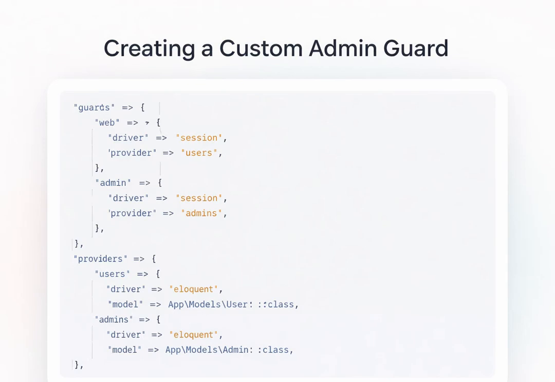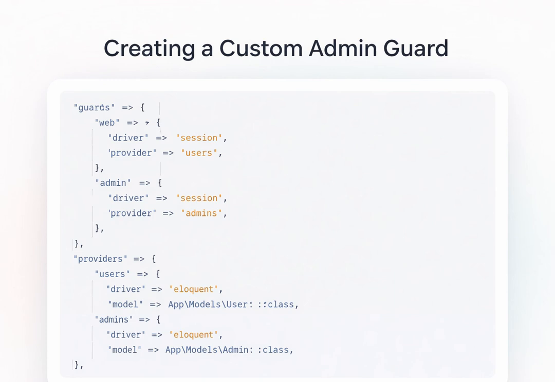To fix this, the instructor creates a custom guard for admins. In config/auth.php, under the guards array, a new entry called admin is added. It uses the same session driver as the web guard, but its provider is set to admins, plural. Then, under the providers array, a new admins provider is added. This provider uses the Eloquent driver and points to the admin model.